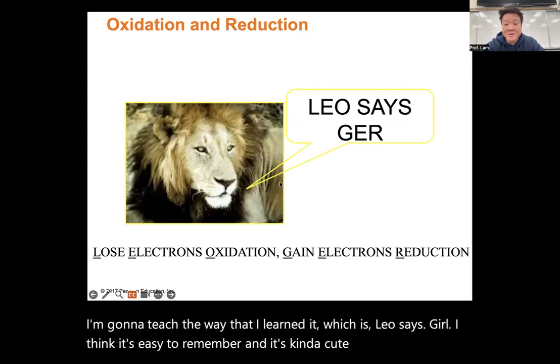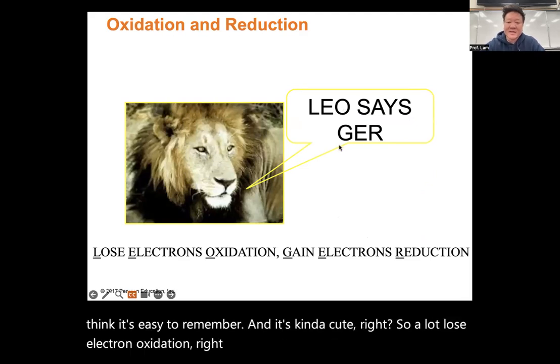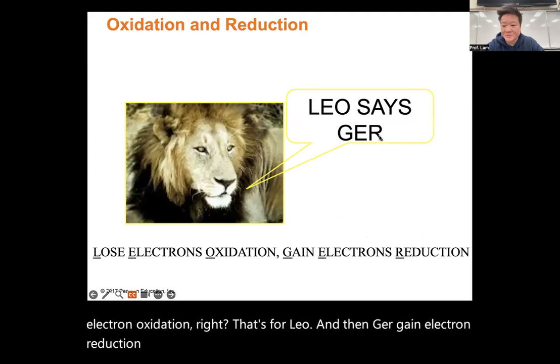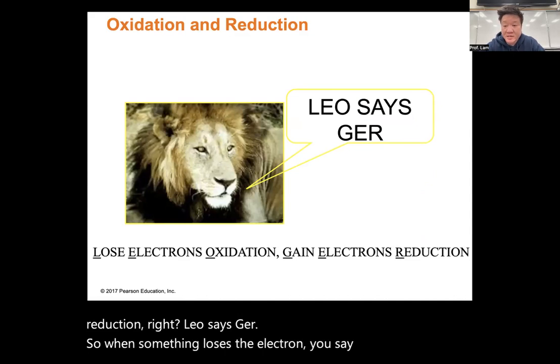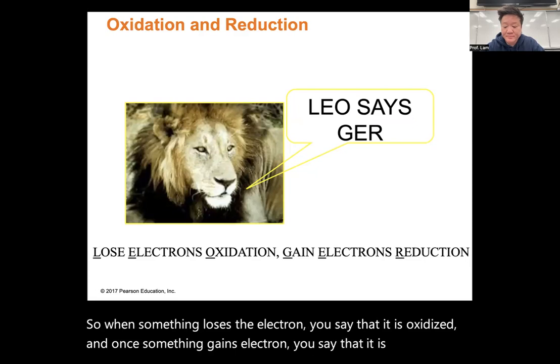So lose electron, oxidation. That's for LEO. And then GER, gain electron, reduction. Leo says GER. So when something loses the electron, you say that it is oxidized. And when something gains the electron, you say that it is reduced.